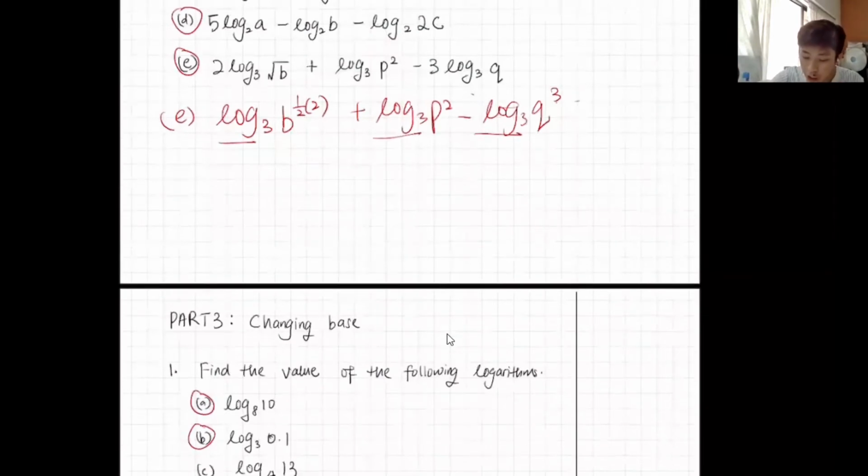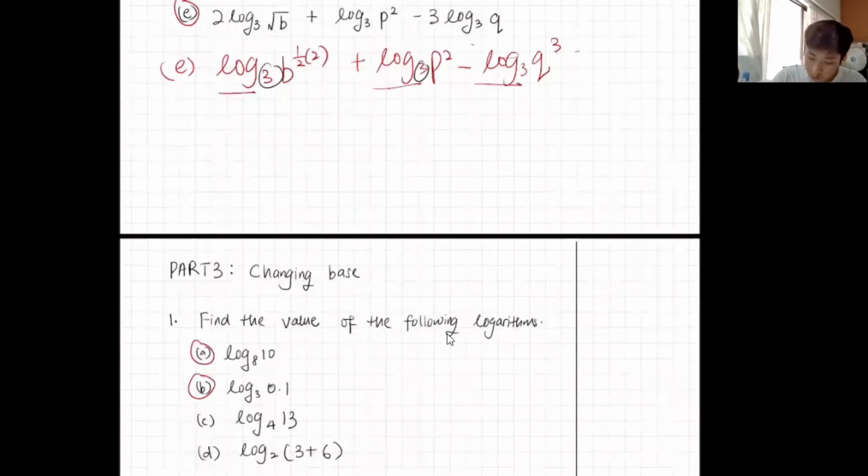Make sure you fulfill the condition: there's no number in front, and they must be log of the same base. If this one is log base 4, you don't combine them. So what you do is combine to become log base 3 and you combine everything. When you have powers next to each other, they can cancel, so it becomes power of 1 only. This b becomes power of 1 only.